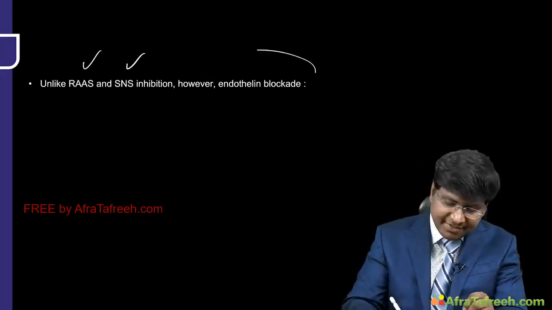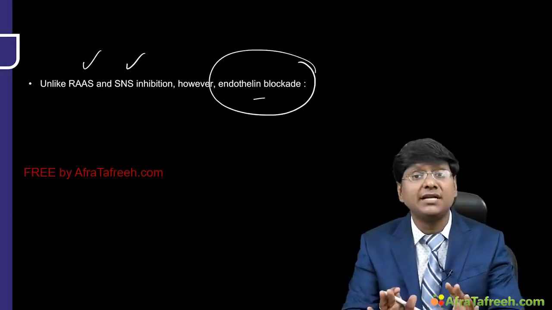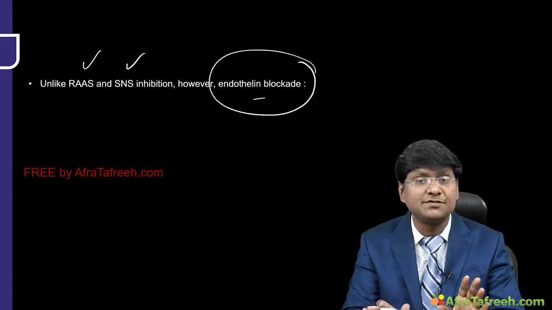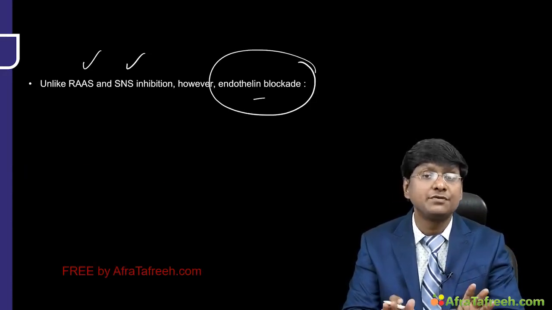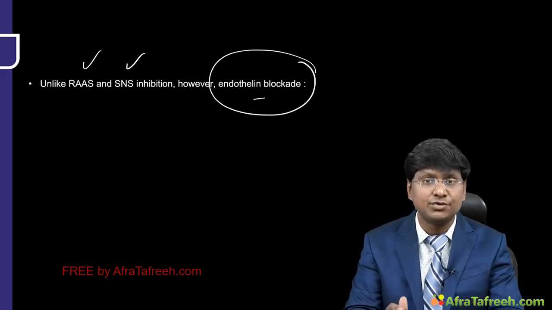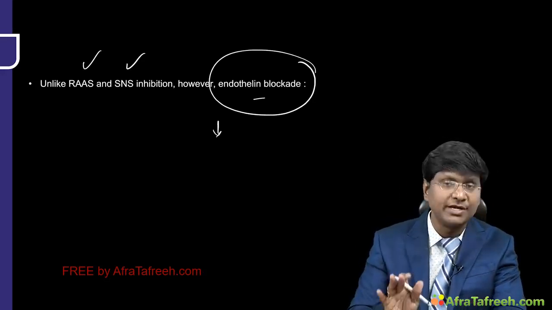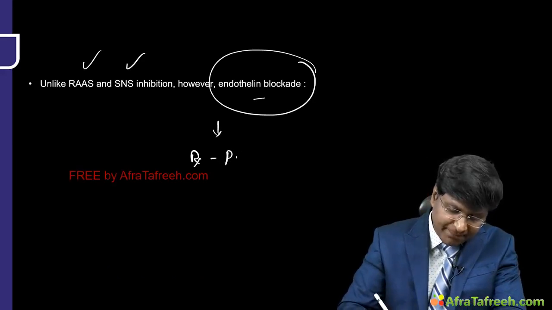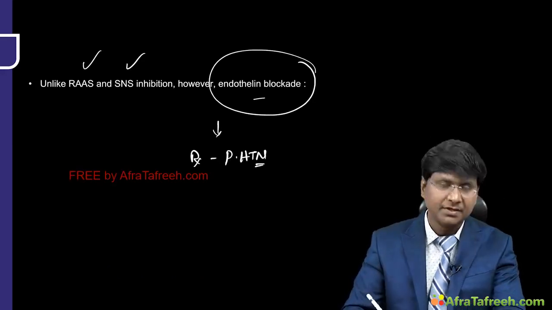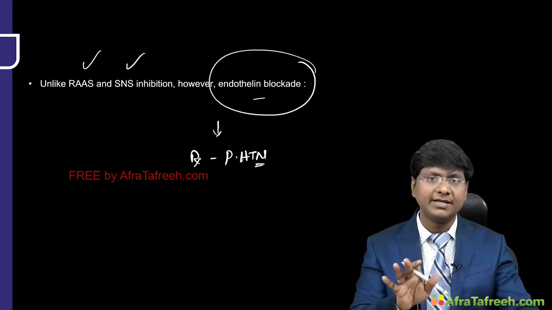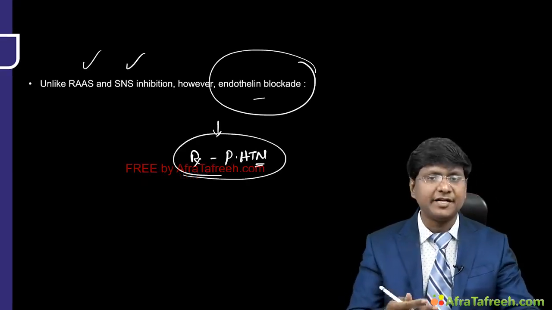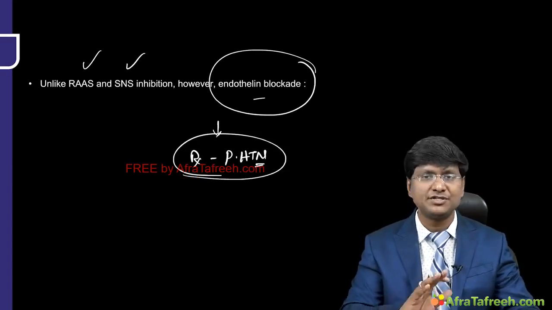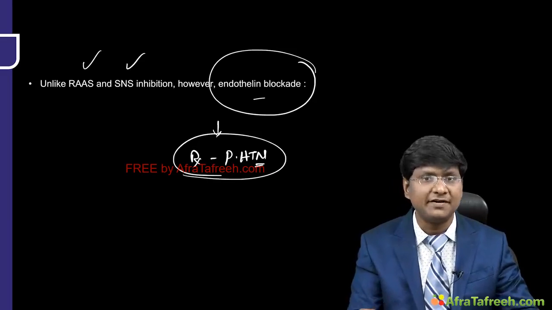Now, for neurohormonal activation, we are giving RAS inhibitors and sympathetic nervous system inhibitors, okay? In a similar way, endothelin blockade has been shown to slow the progression of clinical heart failure, but it is beneficial to treat pulmonary hypertension only. So endothelin blockers are useful only for the treatment of pulmonary hypertension, not overall heart failure. By treating pulmonary hypertension, it will be very useful in the treatment of right heart failure secondary to pulmonary hypertension, but not for left heart failure.